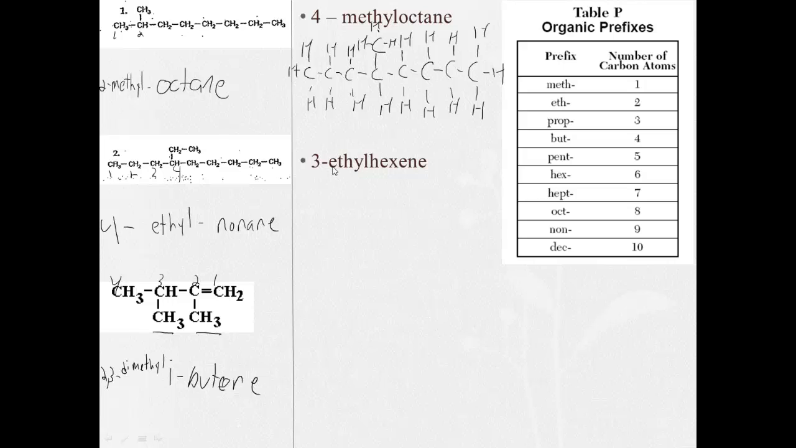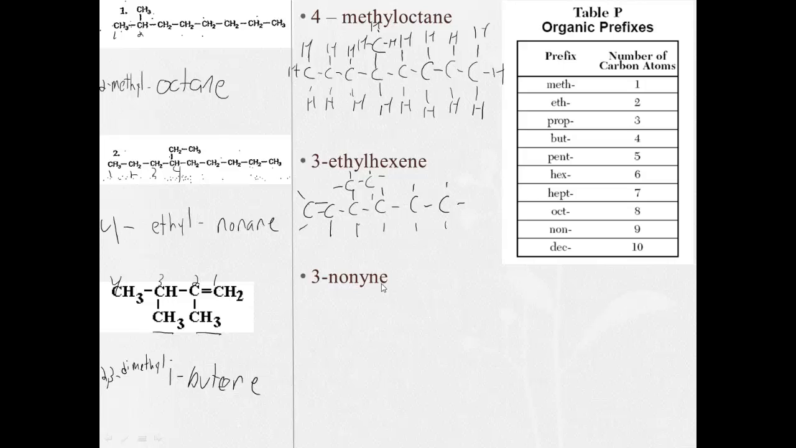Okay, 3-ethylhexene. So it's hex, so there are 6 carbons. One, two, three, four, five, six. It's a hexene, so somewhere in there there's a double bond. And attached to carbon 3, there's an ethyl group with 2 carbons. And now we fill in all of these. There's room for 2 more hydrogens here, and 1 hydrogen there. So that's 3-ethylhexene.